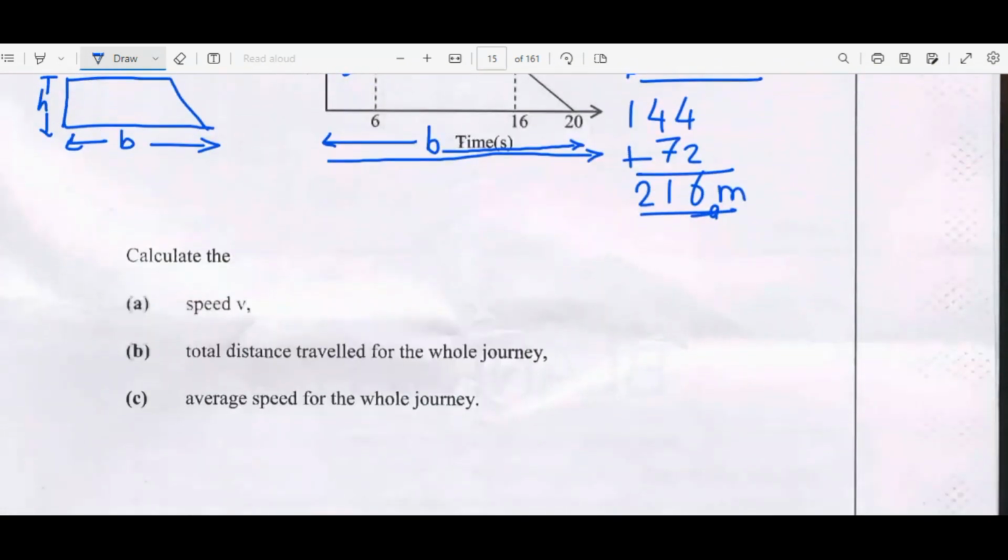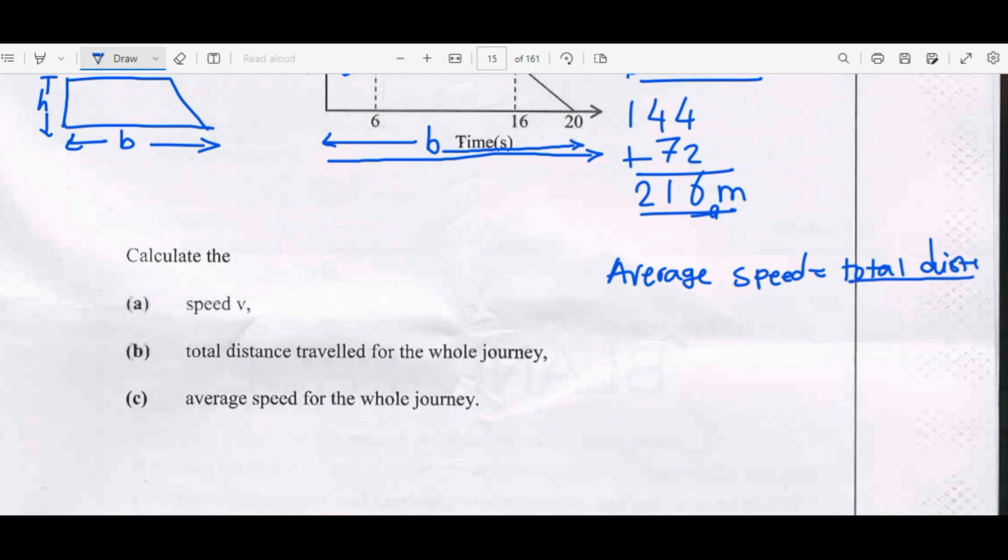Now let's have a look at question C. For question C, we just want the average speed for the whole journey. Average speed is equal to total distance divided by total time taken. The total distance, we have it, 216. Then the total time, we also have it, 20. So it's 216 meters over 20 seconds.